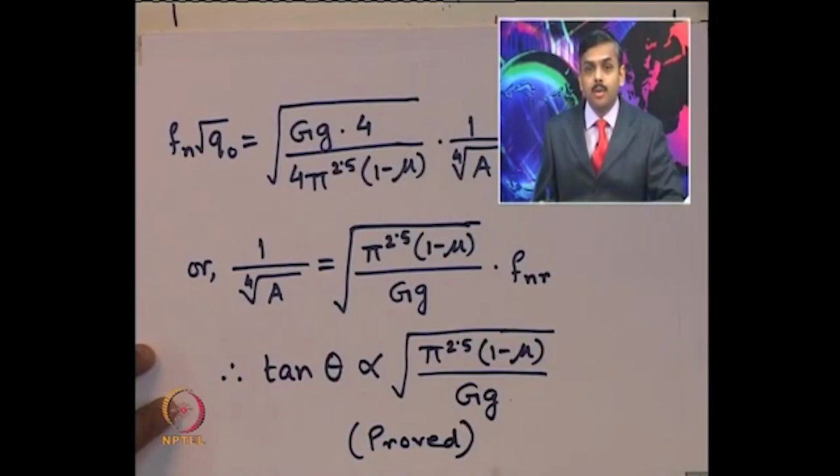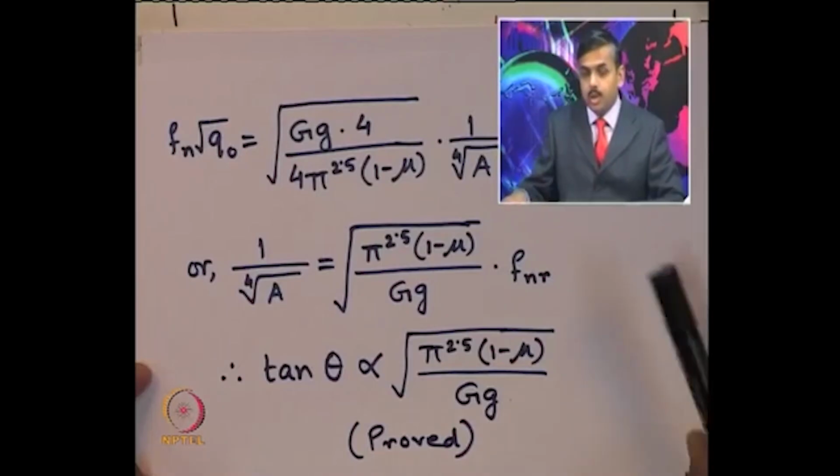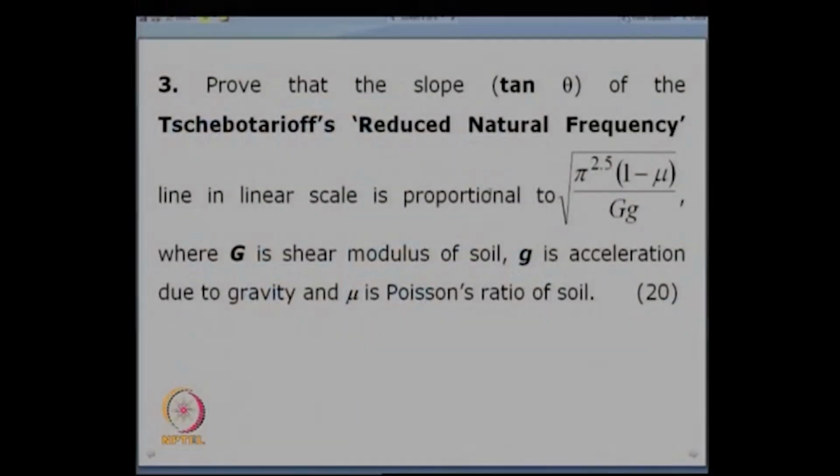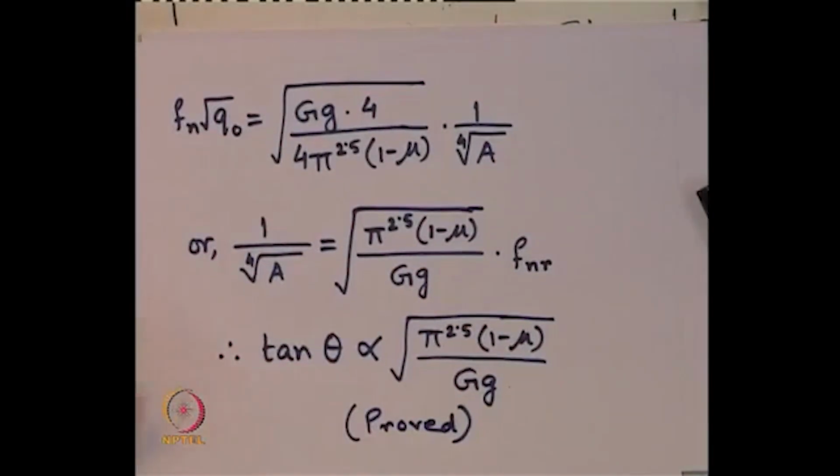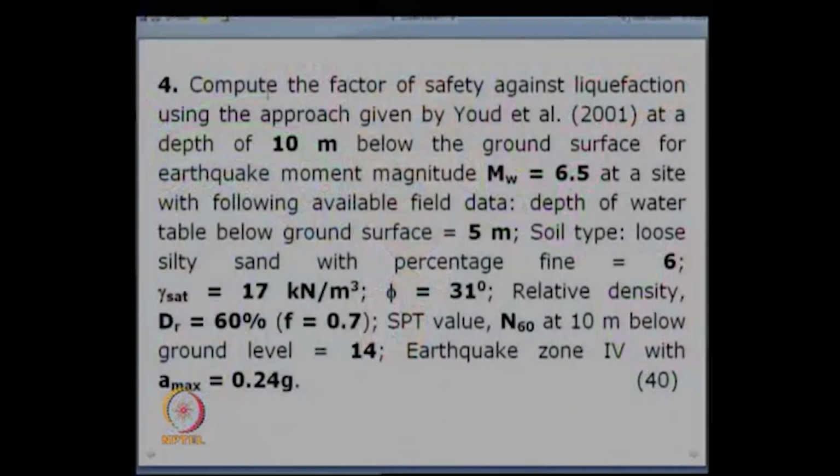Okay. So, if we look at the slide, what was asked here, that tan theta is proportional to pi to the power 2.5 into 1 minus mu by g, which we have established through the analytical solution. So, that completes the answer of this question number 3. Now, let us move to the next problem, problem number 4.